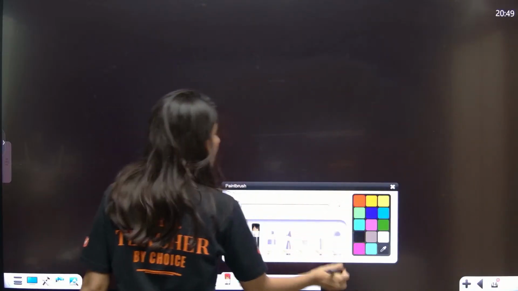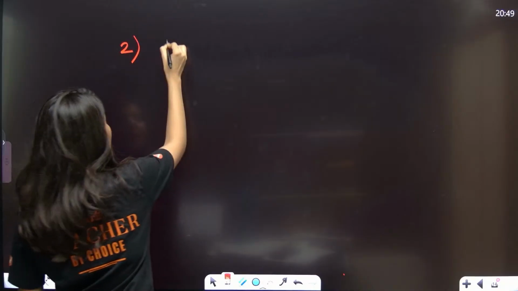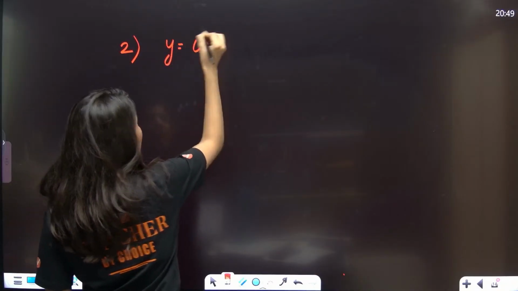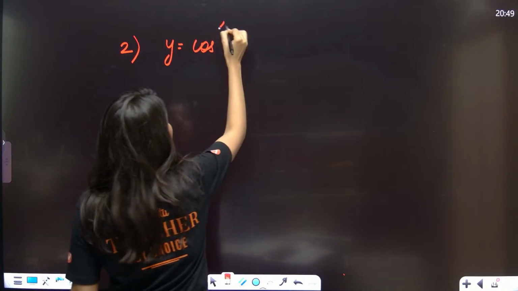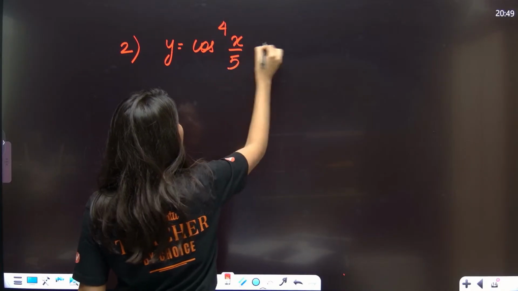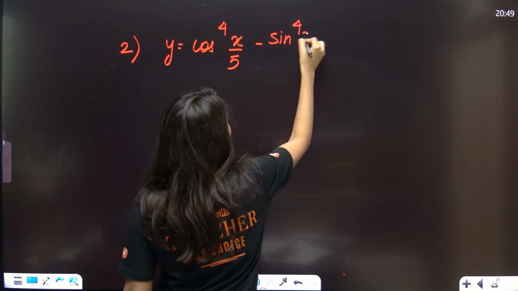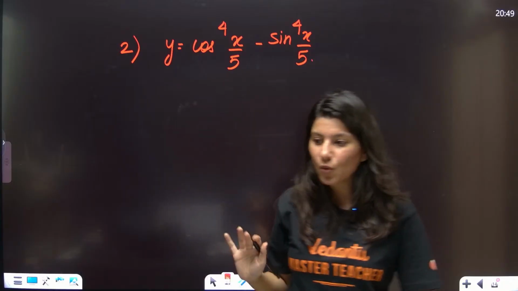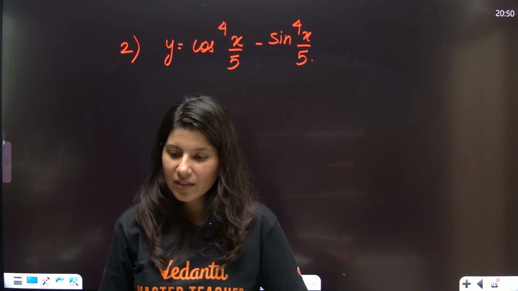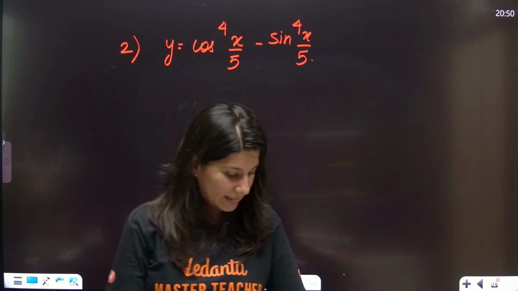Let's see. Gradually we'll learn everything. Twisted question. Question number 2. Y is equals to cos power 4 times x by 5 minus sine power 4x by 5. Can you talk about the range of this function? Finding range, only range, okay? We are here to find the range, that's it, nothing else.